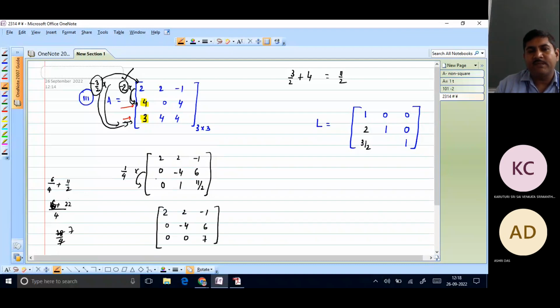So what is the operation? What is the multiplier which is used? The multiplier which is used is 1 by 4. Its negative is minus 1 by 4. So this is your U and this is your L. Right? U has all the elements below the diagonal 0, and L has diagonal elements 1 and above-diagonal elements 0.